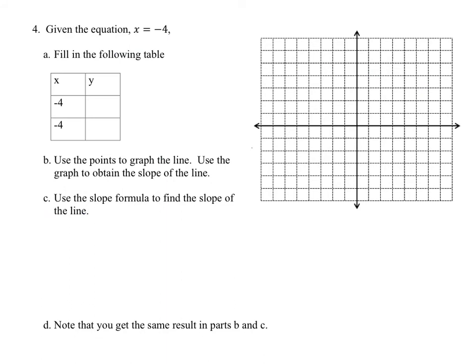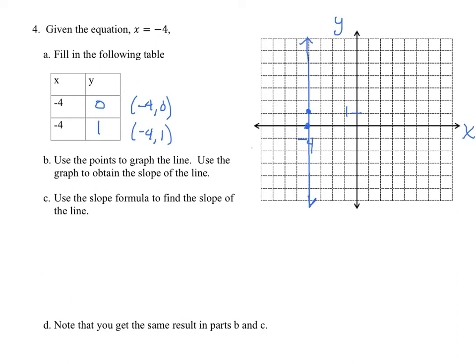Now let's graph this line when x is equal to negative 4. We'll put random values for y in, 0 and 1, and graph it on the paper. Negative 4, comma 0. Label my axes, and negative 4, comma 1. So we can see that this is a nice vertical line.